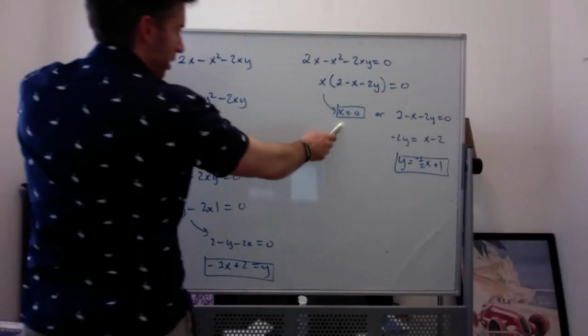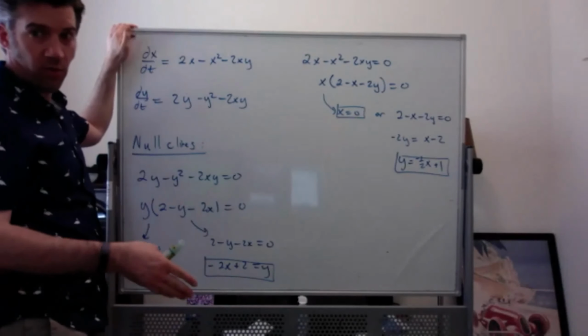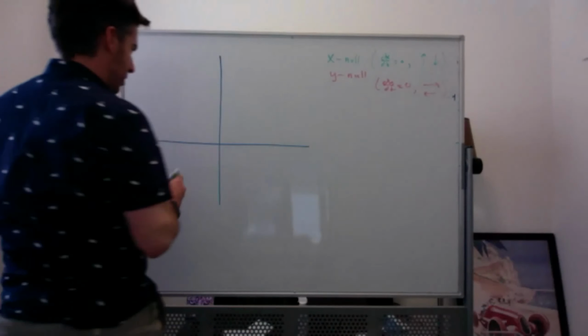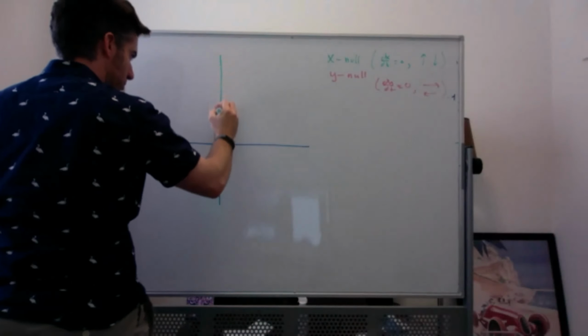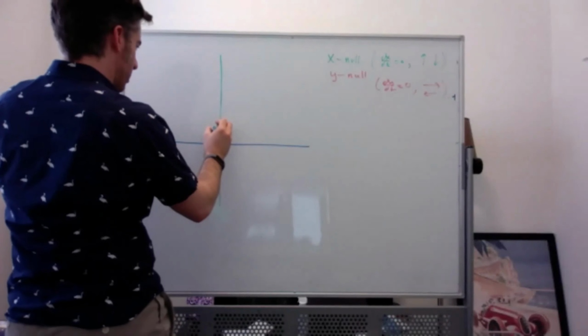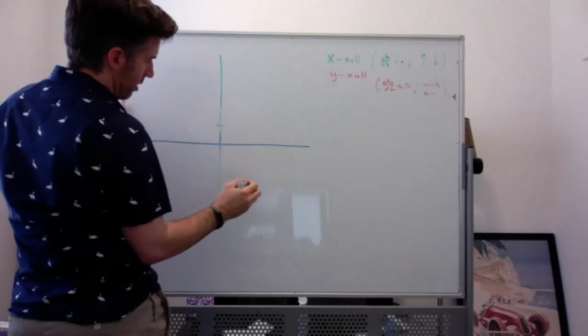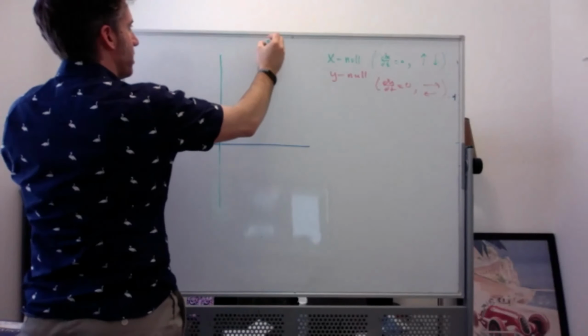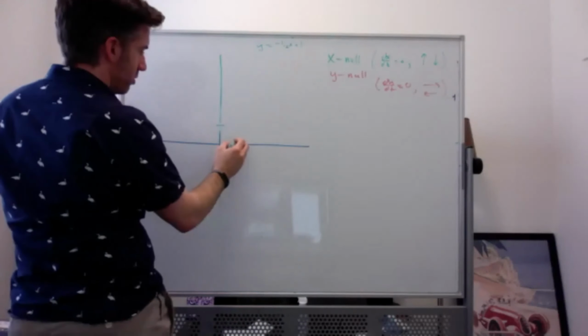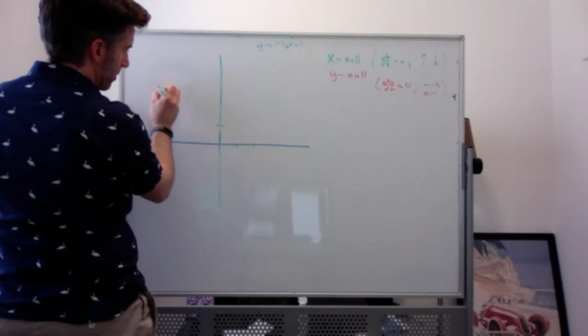So my x null lines are x equals 0, which is the vertical y-axis, and y equals -1/2 x plus 1. Here's one of my y null lines. And the other one is y equals -1/2 x plus 1. So I'm going to have a y-intercept of 1 and an x-intercept of 2. It looks like this.